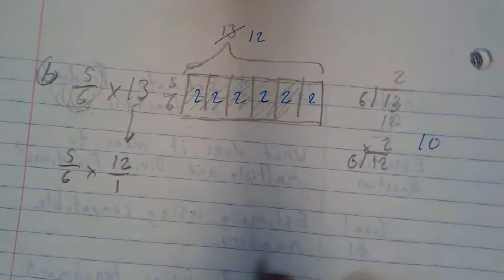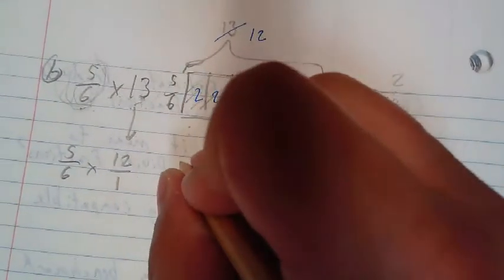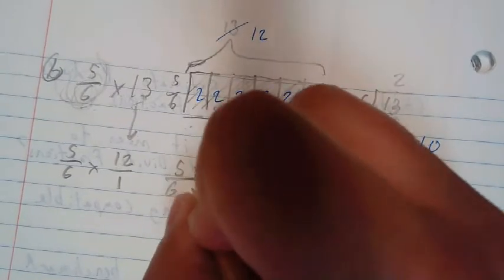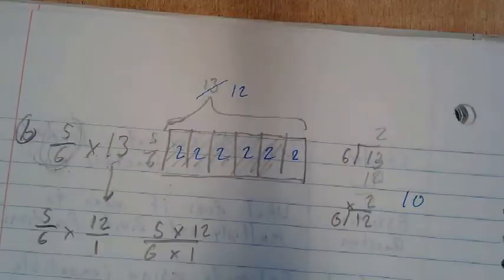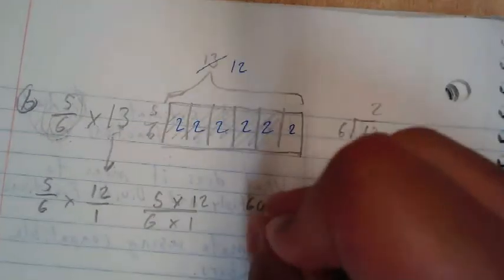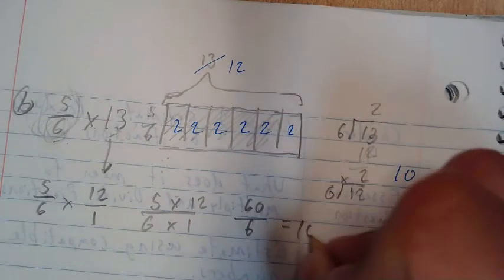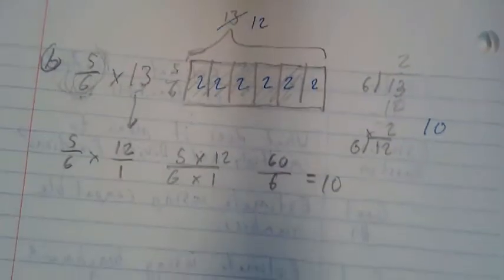All right. 5/6 times 13. But I'm going to change it to 12 because 12 is more compatible with 6 in terms of division. Put a 1 under to make it a fraction. I multiply the numerators together, I get 60. Multiply the denominators together, I get 6. And the answer again is 10. Hopefully you should be able to see why it's 10.